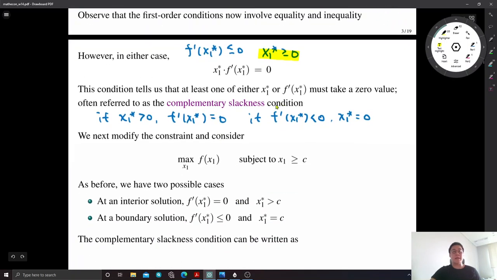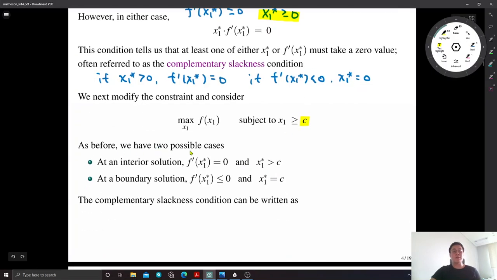And that is the basic idea of the third condition in the Kuhn-Tucker theorem. And if we slightly modify the constraint, now x1 is required to be larger than or equal to c, some arbitrary constant c. Still, we have two possibilities. So if we have an interior solution, the derivative must be 0 at that solution, but now the solution is strictly larger than c. If we have a boundary solution, now the derivative may be equal to 0 or smaller than 0. But now we have a boundary solution.